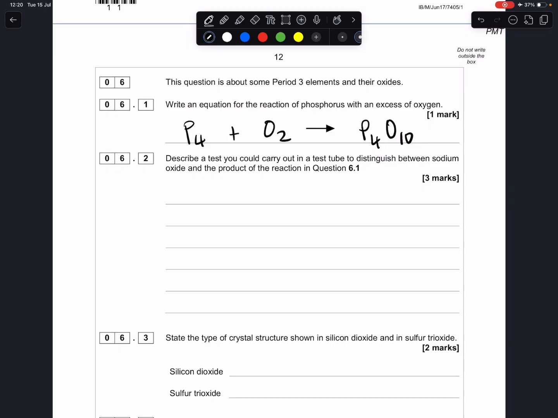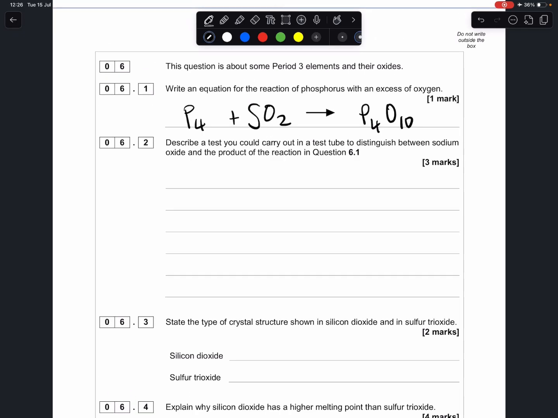So we just need to balance this quickly. Phosphoruses are already balanced, as we see here, and we've got 10 oxygens here, 2 here. So to balance this, we just add a 5, and there you go. Describe a test you could carry out in a test tube to distinguish between sodium oxide and the product of reaction 6.1. So our product of 6.1 is P4O10, and we need to distinguish this with sodium oxide.